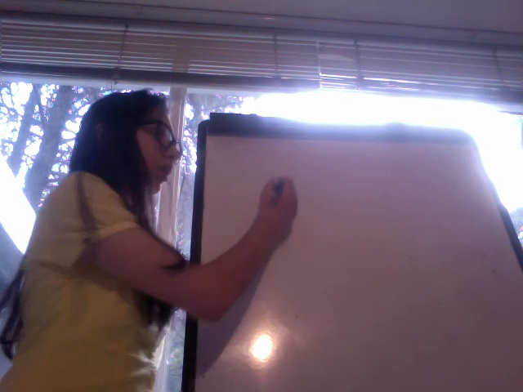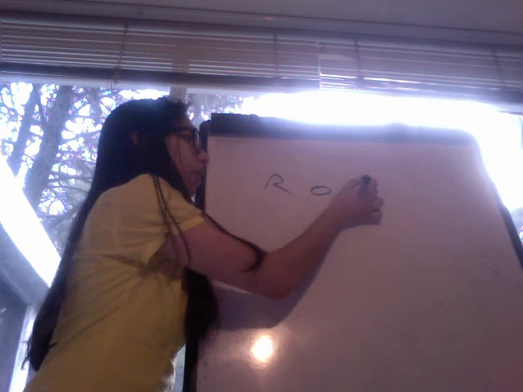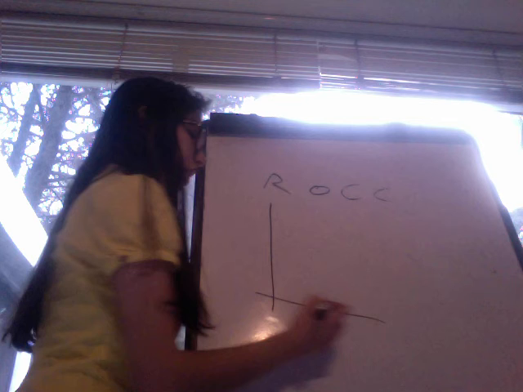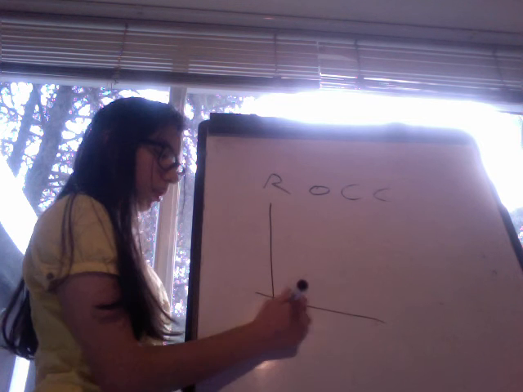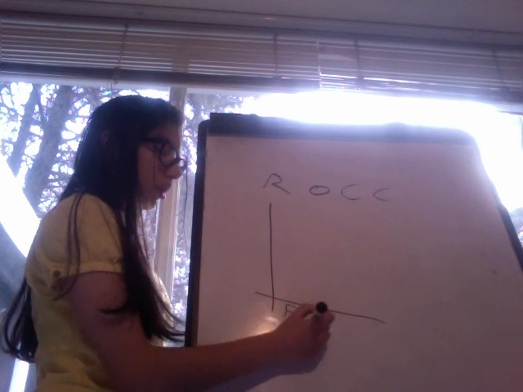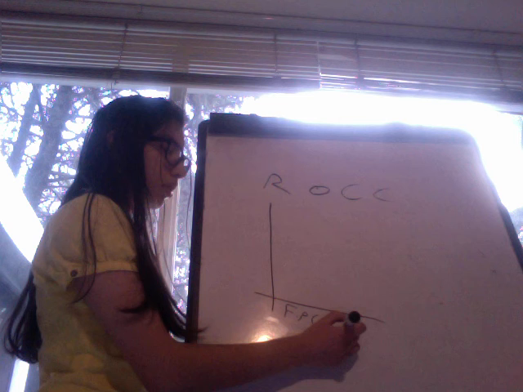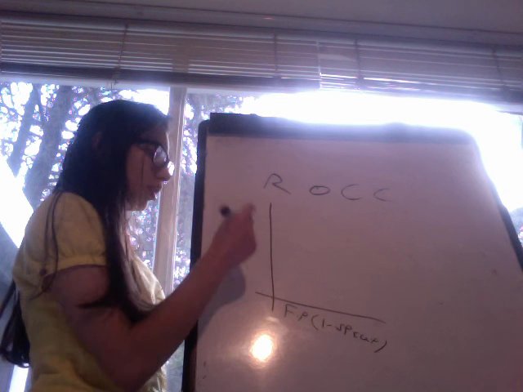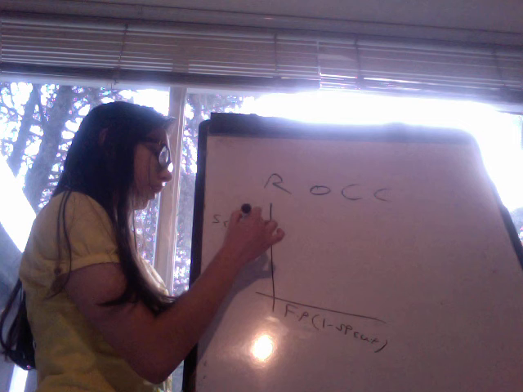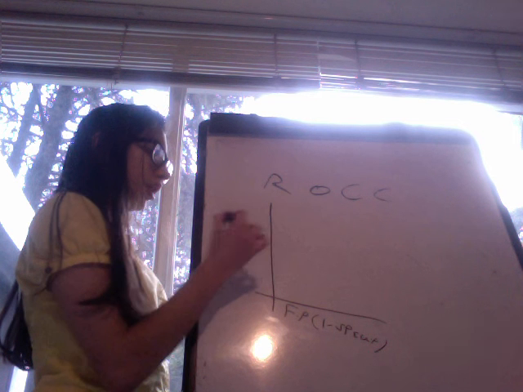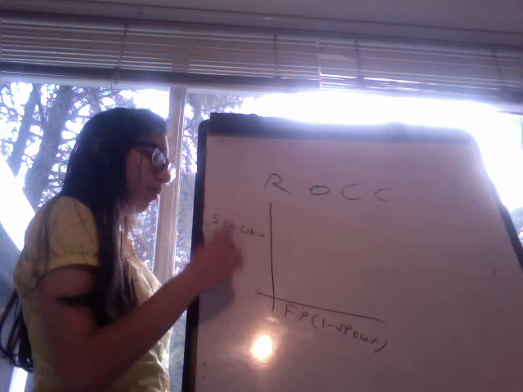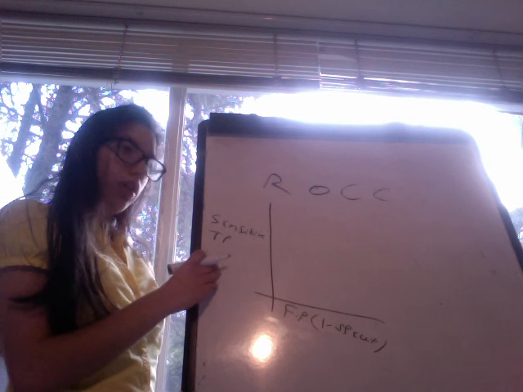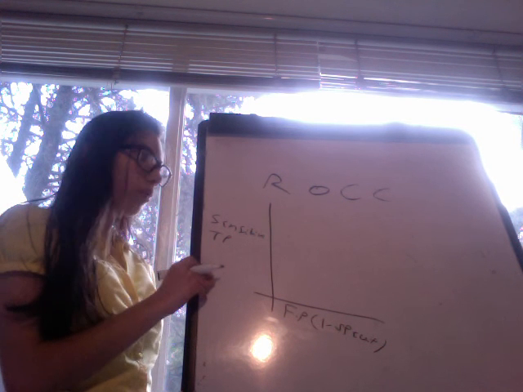Now we're going to see the receiver operating characteristic curve. In these curves, on the x-axis, we are graphing the false positive rate. This is 1 minus specificity. And on the y-axis, we are graphing sensitivity. And sensitivity is the true positive rate. This is among the diseased people, those who have a positive test result.